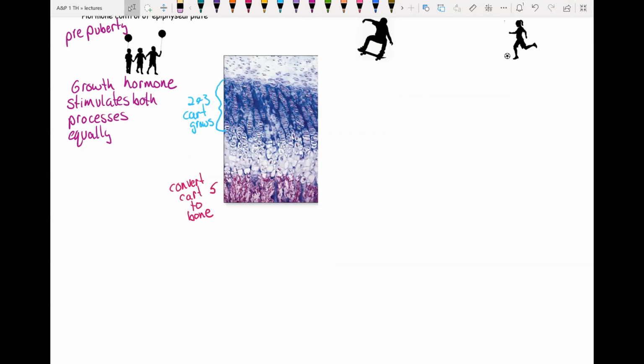So if we say in zones 2 and 3 where the cartilage grows, let's say a child adds 3 centimeters there. And I'm just making up pretend numbers just to make the point. Then you have zone 5 where you convert that cartilage to bone. It would be 3 centimeters. Let's say the next year the kid has another growth spurt and we add 5 centimeters of cartilage. Well, then you would convert 5 centimeters to bone. It's always going to be equal. Growth hormone stimulates both processes equally.